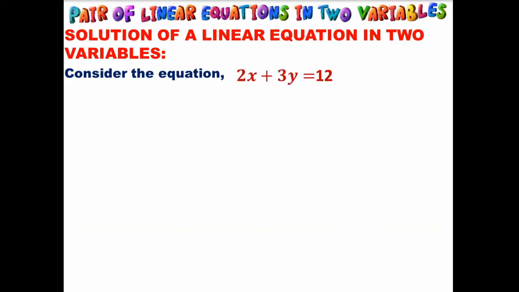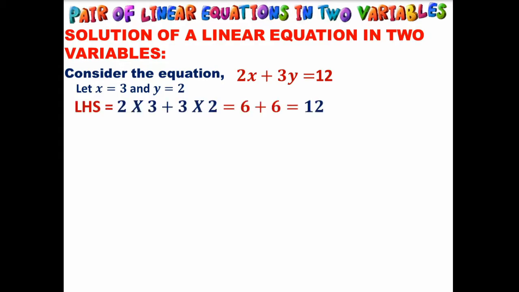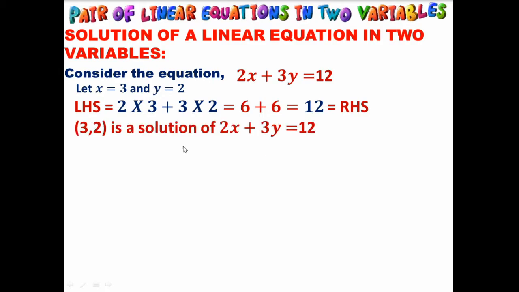Now consider the equation 2x plus 3y equal 12. And what do you mean by solution? The values of variables that brings same values to the left hand side and right hand side, isn't it? So now let me substitute x equal 3 and y equal to 2 and check the left hand side and right hand side whether they are equal or not. So when I substitute x equal 3, y equal 2, the left hand side simplifies to 12, that is equal to the right hand side. Therefore I can say the ordered pair (3, 2) is a solution of 2x plus 3y equal 12.